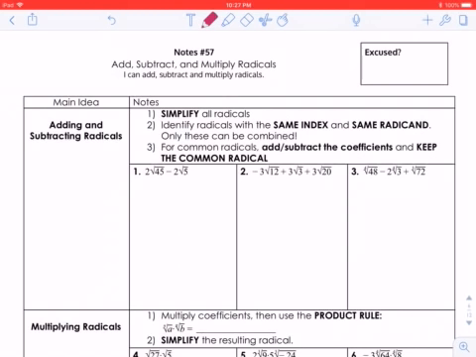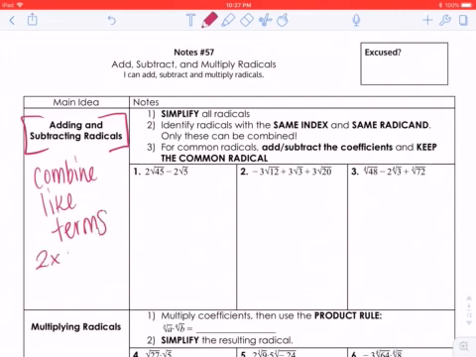So the main idea for adding and subtracting is that we're going to combine like terms, right? We saw that just like we would add 2x plus 3x, that'd give us 5x. Sorry, let me rewind that. 2x plus 3x would be 5x, and 2 square root 3 plus 3 square root 3 would be 5 square root 3. So the first thing that we have to do is simplify.